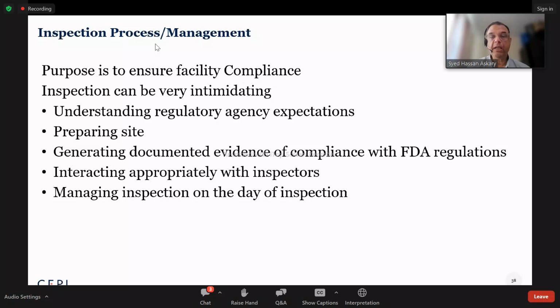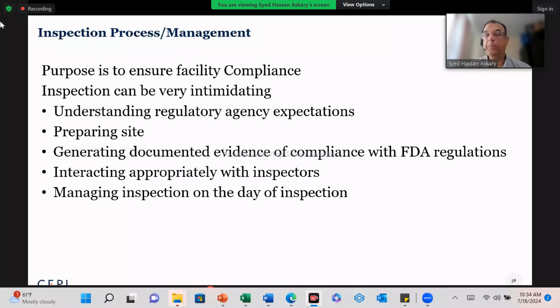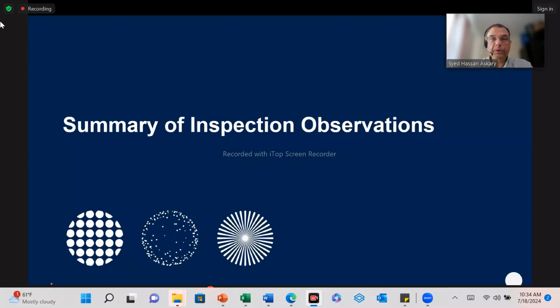And it is very key how the manufacturer interacts with the regulators. Managing inspection on the day of inspection is very critical. Preparing for the inspection, and preparing the site and the team for the inspection, is also very critical. Okay, so we'll go into summary of inspection observations.